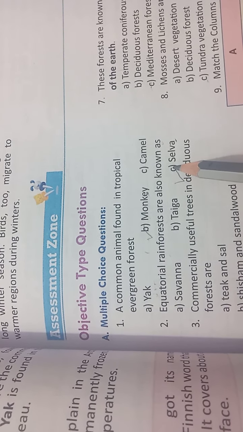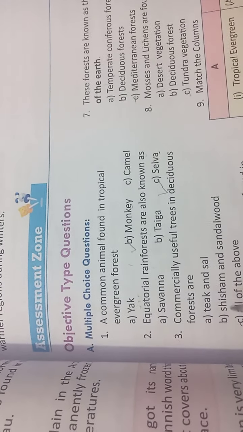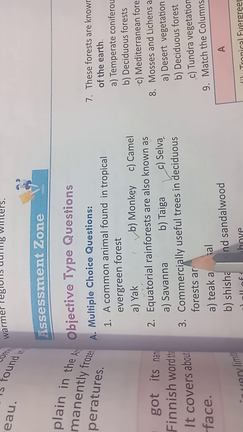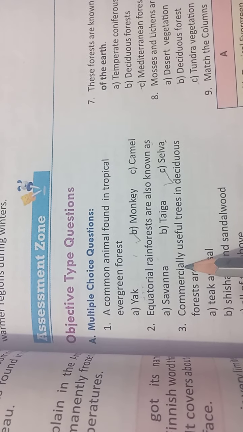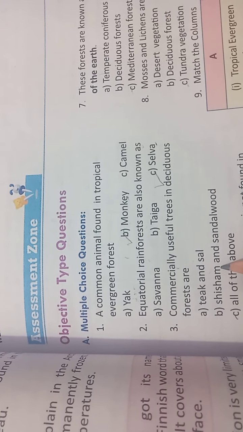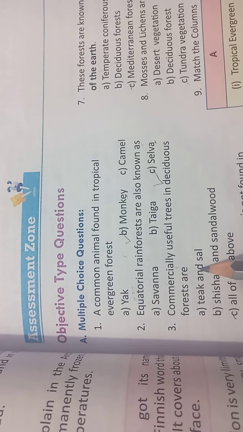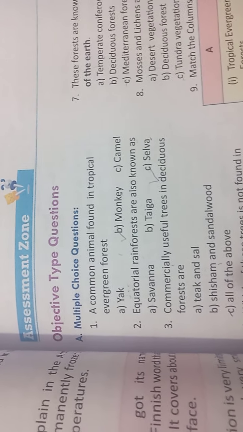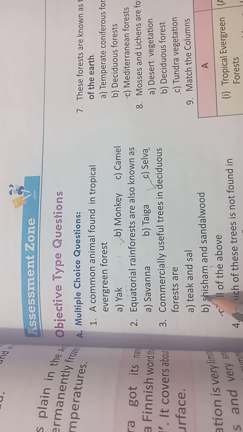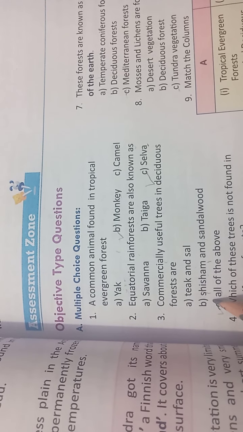selva. Okay. Now the next, third one, commercially useful trees in deciduous forest are. The trees that have commercial use, which are used for furniture. Examples of those trees are also given in this option. First one is teak and sal, second one shisham and sandalwood, C option is all of the above. So students, teak and sal and shisham and sandalwood are used for furniture. Okay, so all of the above is the correct answer.